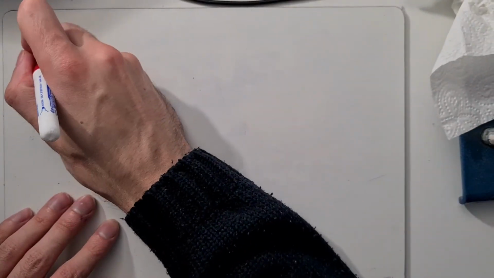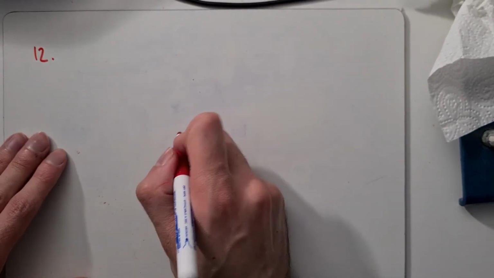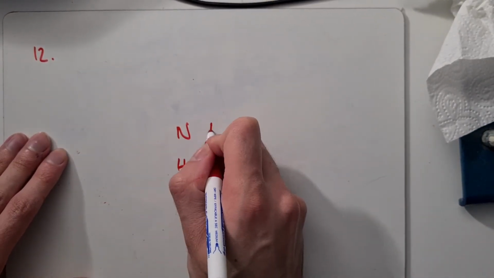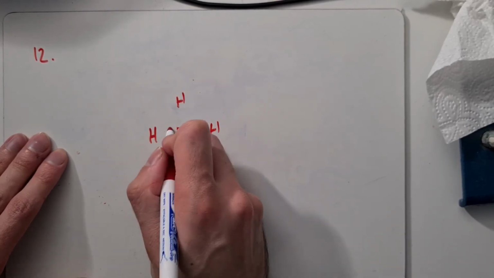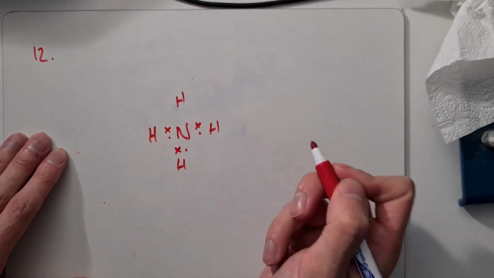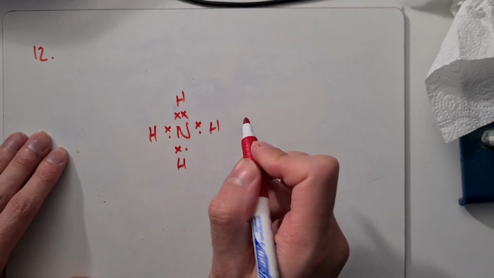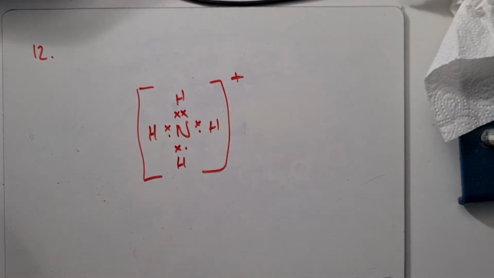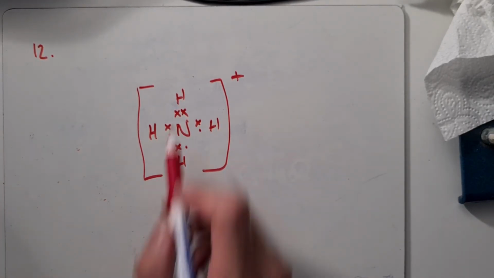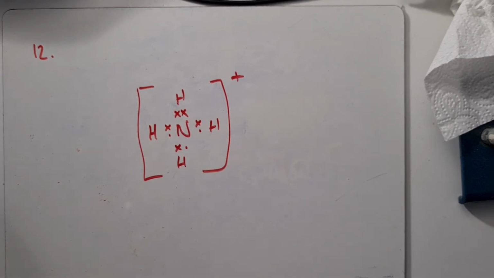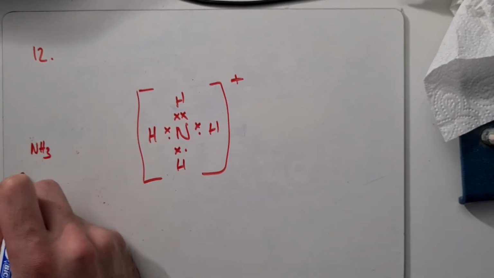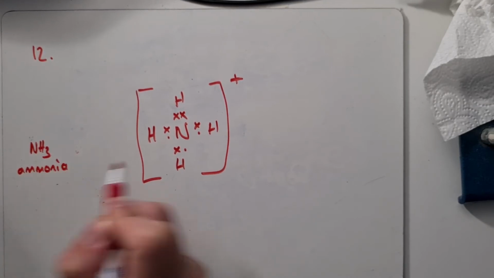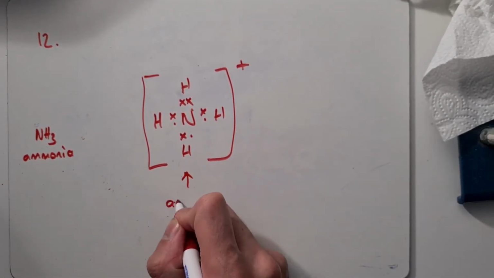Number 12, what is the correctly drawn ammonium ion? So ammonium ion has nitrogen with 4 hydrogens around it. 3 of them are normal covalent bonds, and 1 of them is a dative covalent bond. We're looking for brackets around, because it's an ion, with a positive charge. So it must be B. But with A, we've just got NH3, that's ammonia, not ammonium. This is ammonium.